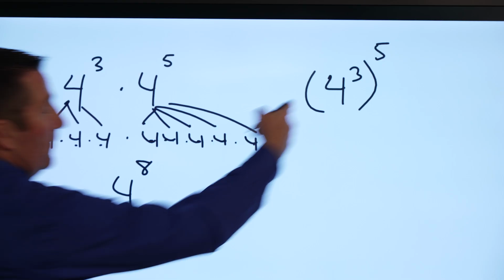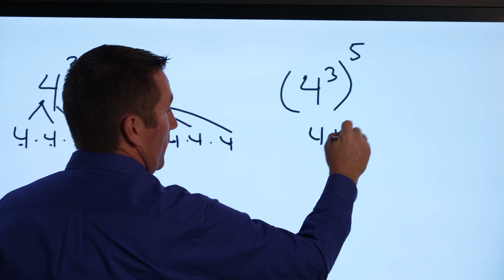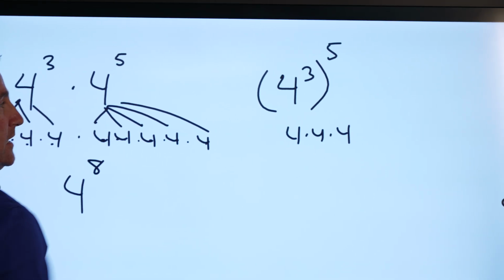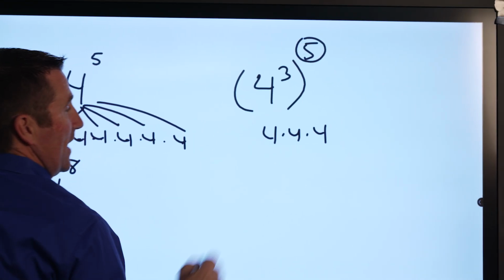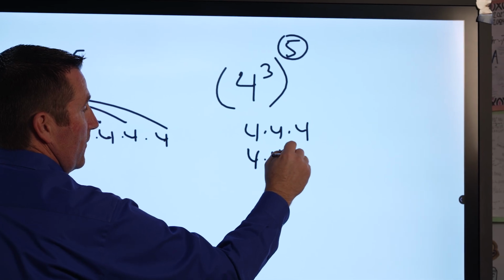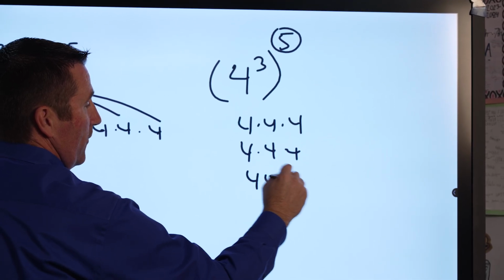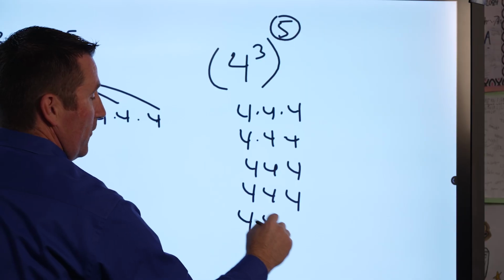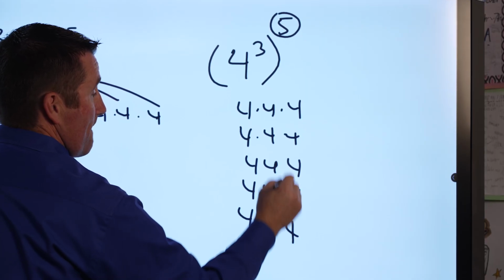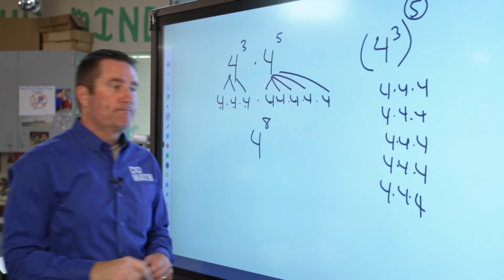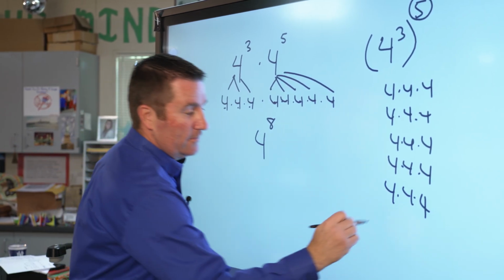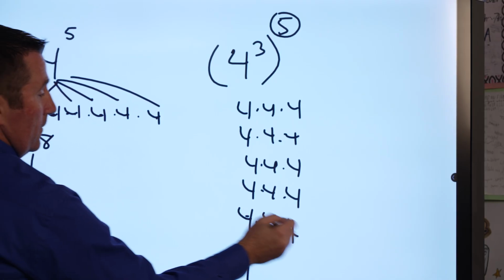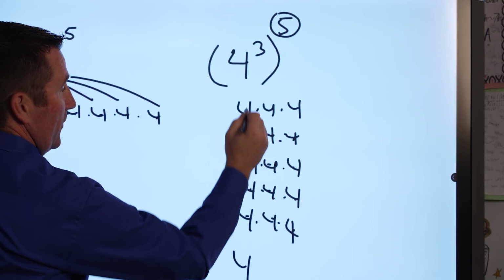Here's how it works. 4 to the third, you know, means 4 times 4 times 4. And all this says is do that 5 times. 4 times 4 times 4, 4, 4, 4, 4, 4, 4. Good thing I didn't do 6s, huh? 4, 4, 4. How many 4s do you have at the end? Count them up. 1, 2, 3, 4, 5, 6, 7, 8, 9, 10, 11, 12, 13, 14, 15.